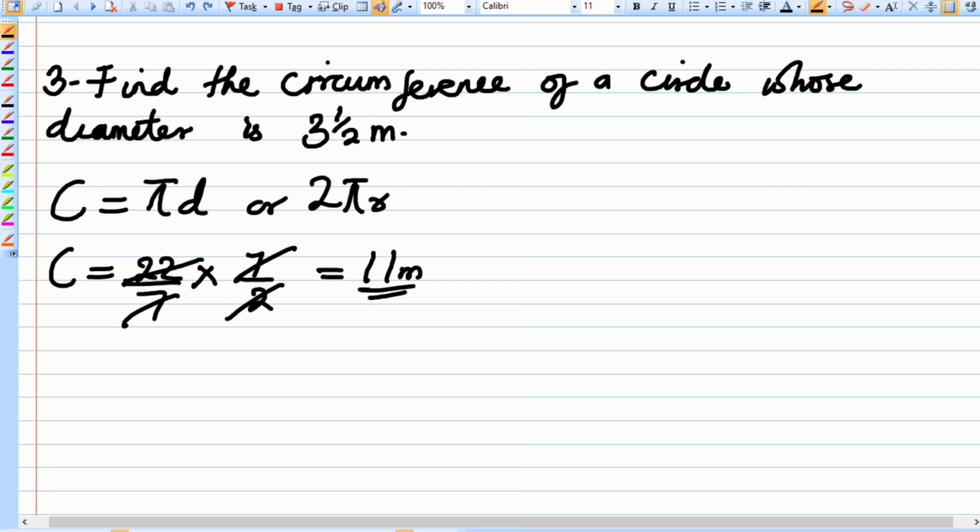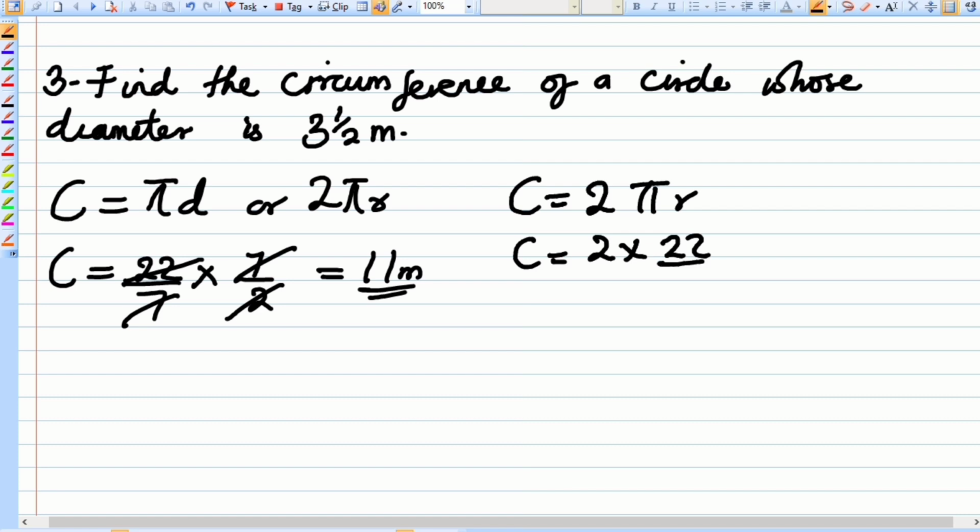However, let's try using the other formula. So let's say we wanted to use circumference is 2 pi r. So the circumference would be 2 times 22/7 times the radius. Recall the formula for radius is diameter divided by 2. So our diameter is 7/2, and then we divide 7/2 by 2 to get the radius.